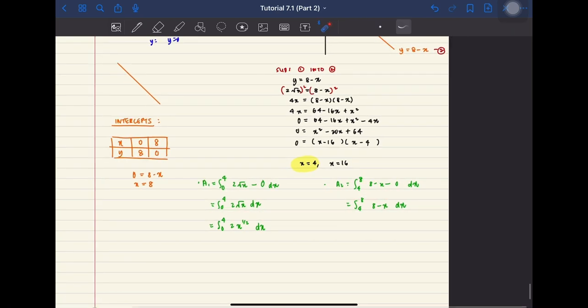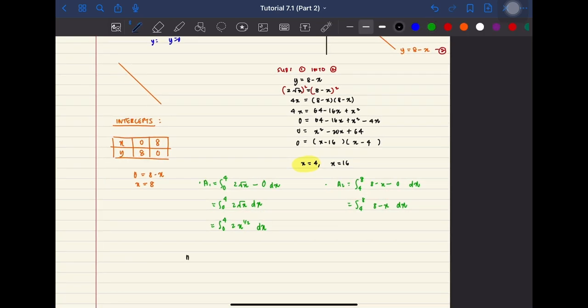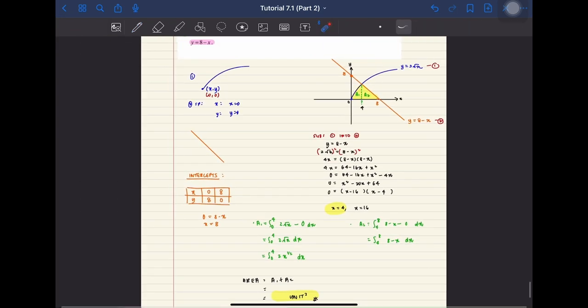Just nampak boleh integrate. And then jangan lupa guys, the final answer belum siap lagi. Sebab apa? Area is A1 tambah A2. Okay. Sebab awak kena tambahkan balik both area tadi. Okay, sebab kita nak cari total area. So bila total area is A1 tambah A2. Kena tambahkan balik sebab kita dah pisahkan tadi. So we have to combine again.